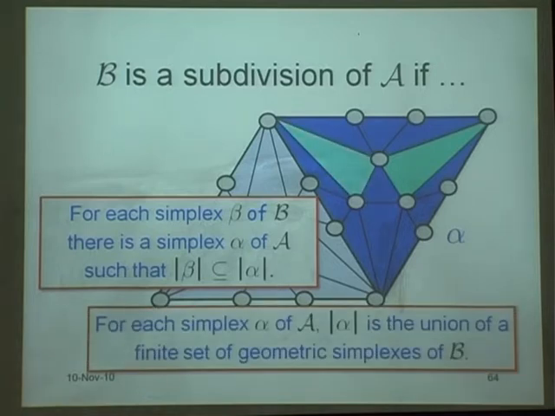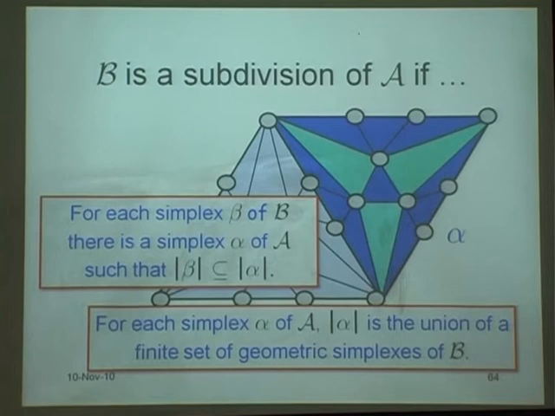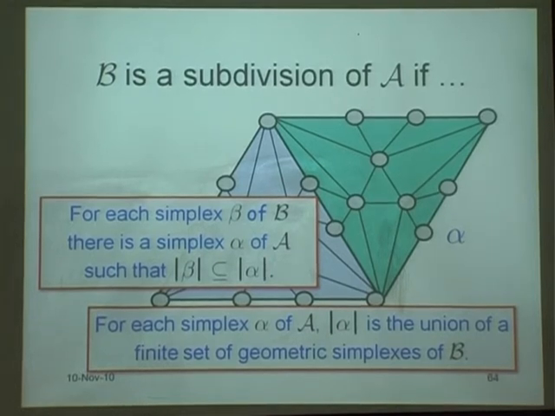The other thing is that for each big simplex, we can basically fill it up. It's the union of a bunch of simplexes of the subdivision. So here we've taken the blue alpha and we've chopped it up completely. Its point set is completely covered by the green simplexes. And those two definitions are what it means to be a subdivision. And again, as far as I know, you can't really define this in a purely combinatorial way. You have to talk about point sets and Euclidean spaces.